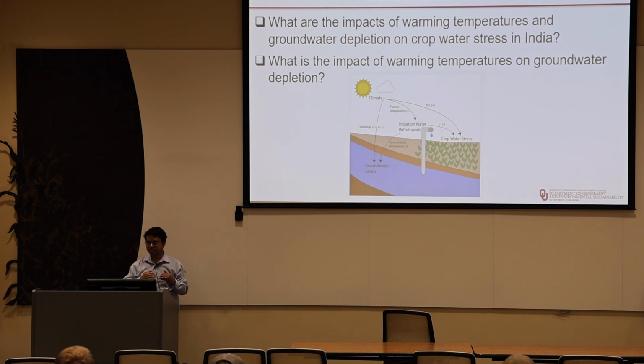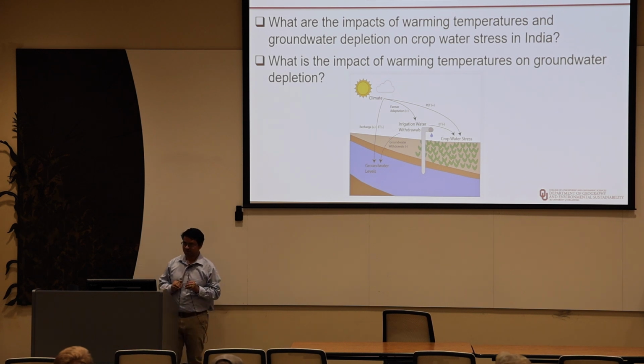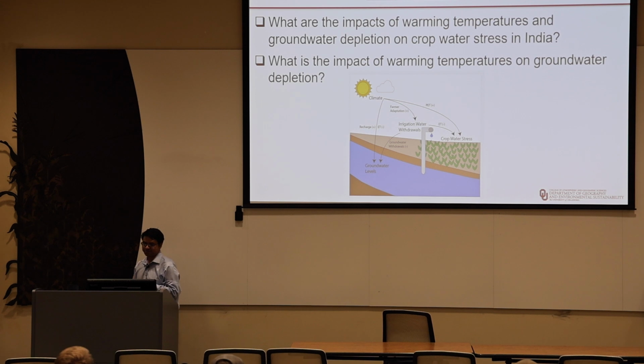The groundwater level will go down. So we looked at that. We asked two questions: what are the impacts of warming temperatures and groundwater depletion on crop water stress? We are trying to use more water to reduce the water stress. When you reduce the crop water stress, you likely increase the yield, right? Because if the crops are water stressed, then the yield will decline, right?